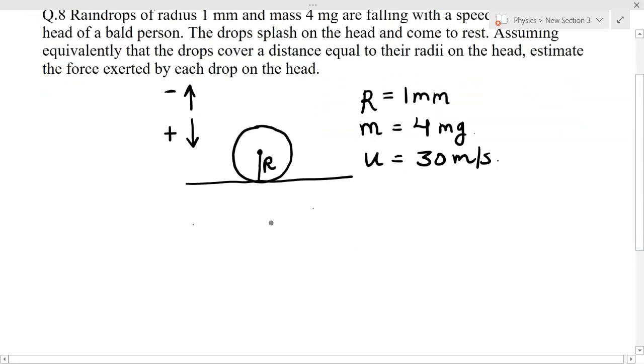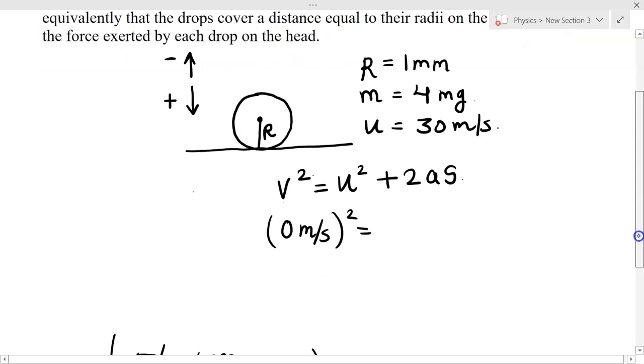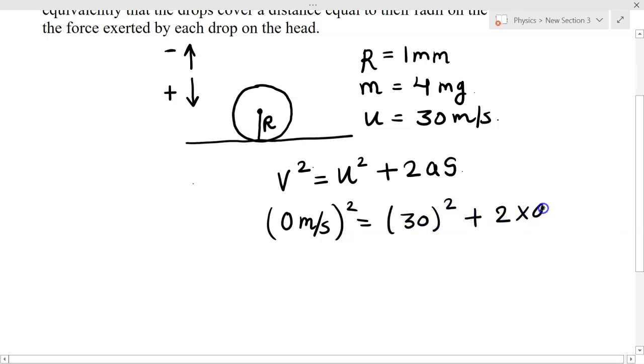So now I will apply this equation: v square is equal to u square plus 2as. So what is this v? v is 0 meter per second because the final velocity is 0. The drop is splashing, right? And u is 30 meter per second. So this will be 30 square plus 2 into acceleration into r.